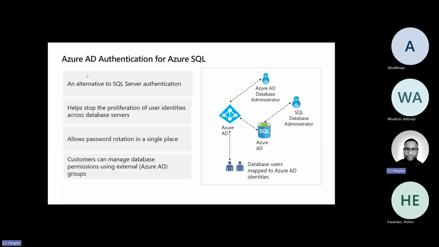Azure AD authentication for Azure SQL. So SQL is just a database. It can also be PostgreSQL. This one is Microsoft SQL, but on Azure, so we call it Azure SQL. It is similar to an on-prem SQL database, for instance. So there are many possibilities. You can allow password rotation in a single place. Customers can manage database permissions using external AD, Azure AD groups, for instance.